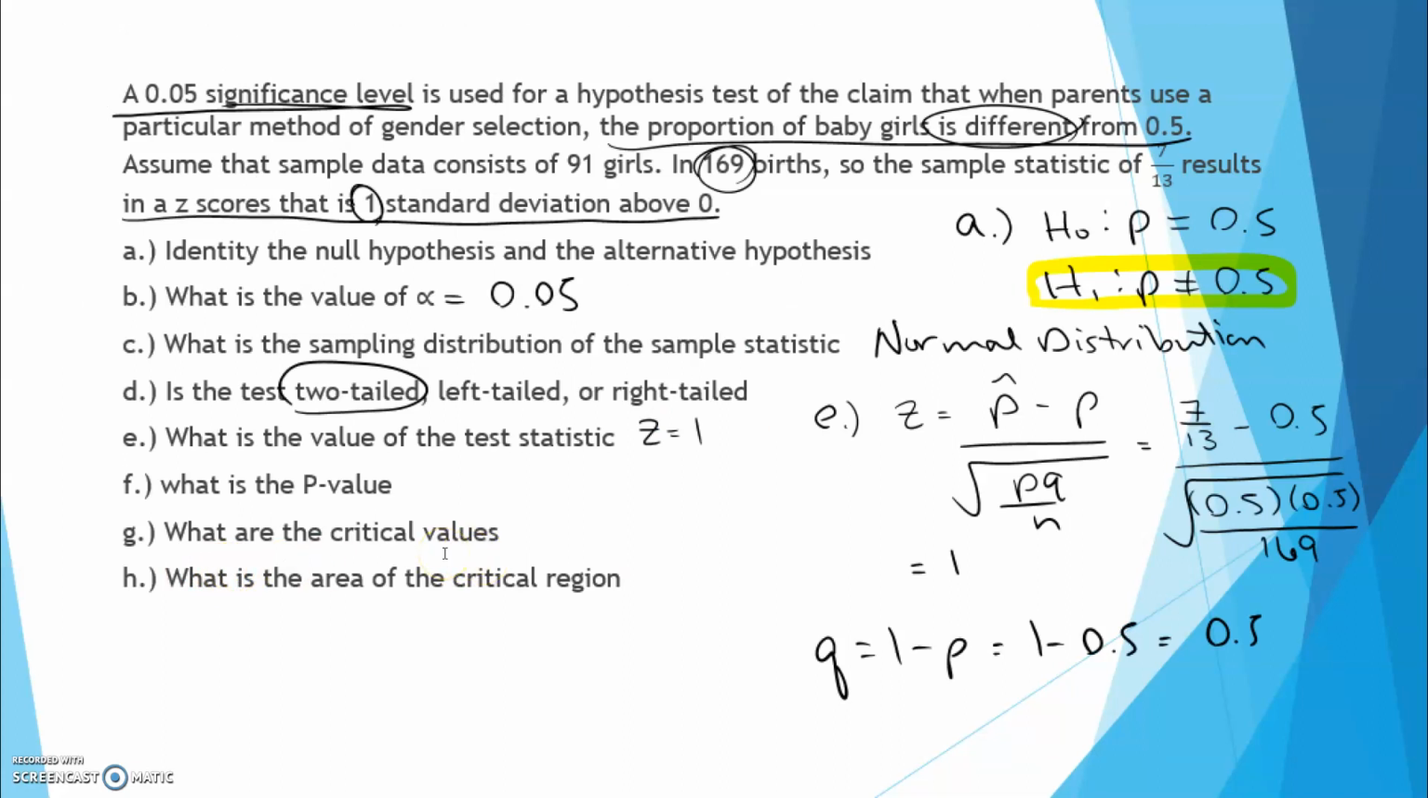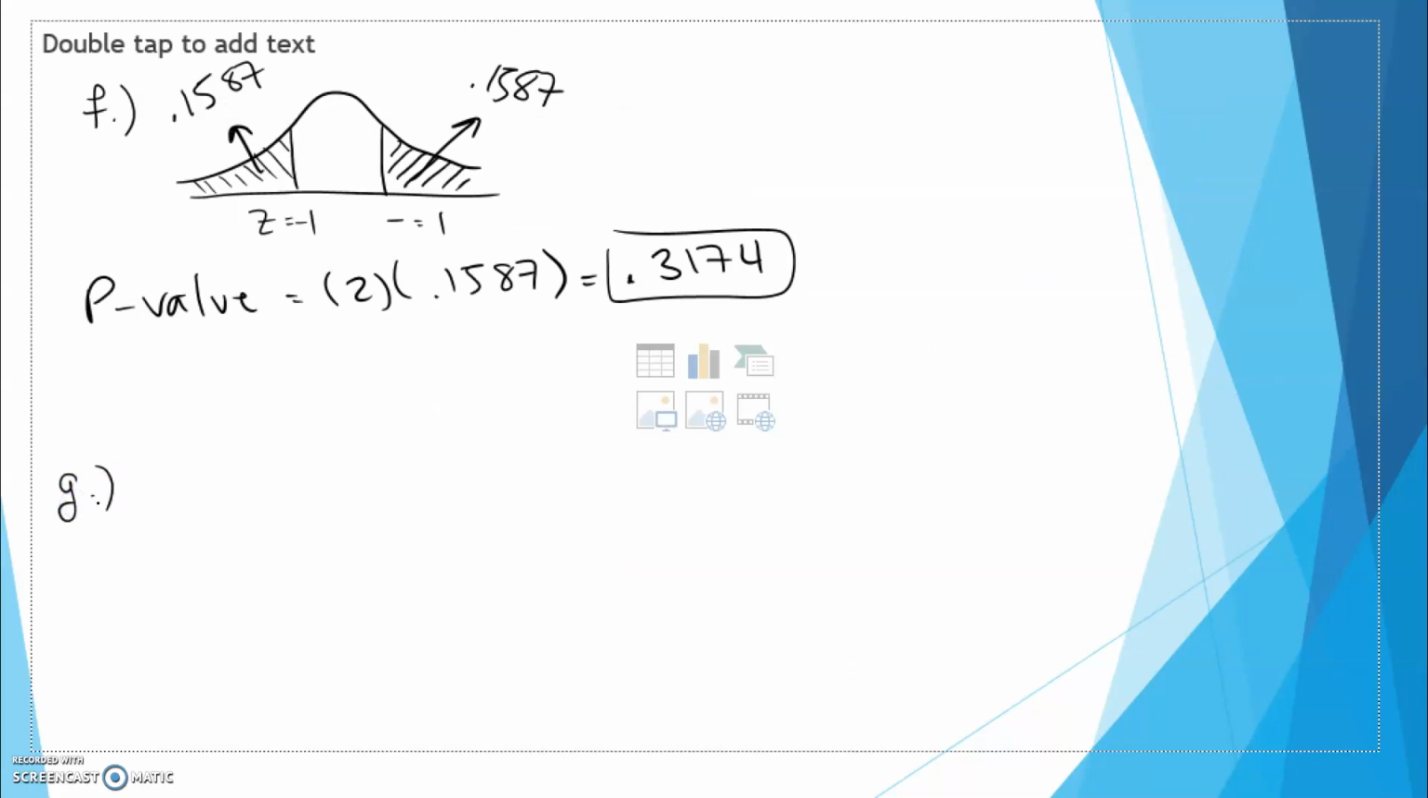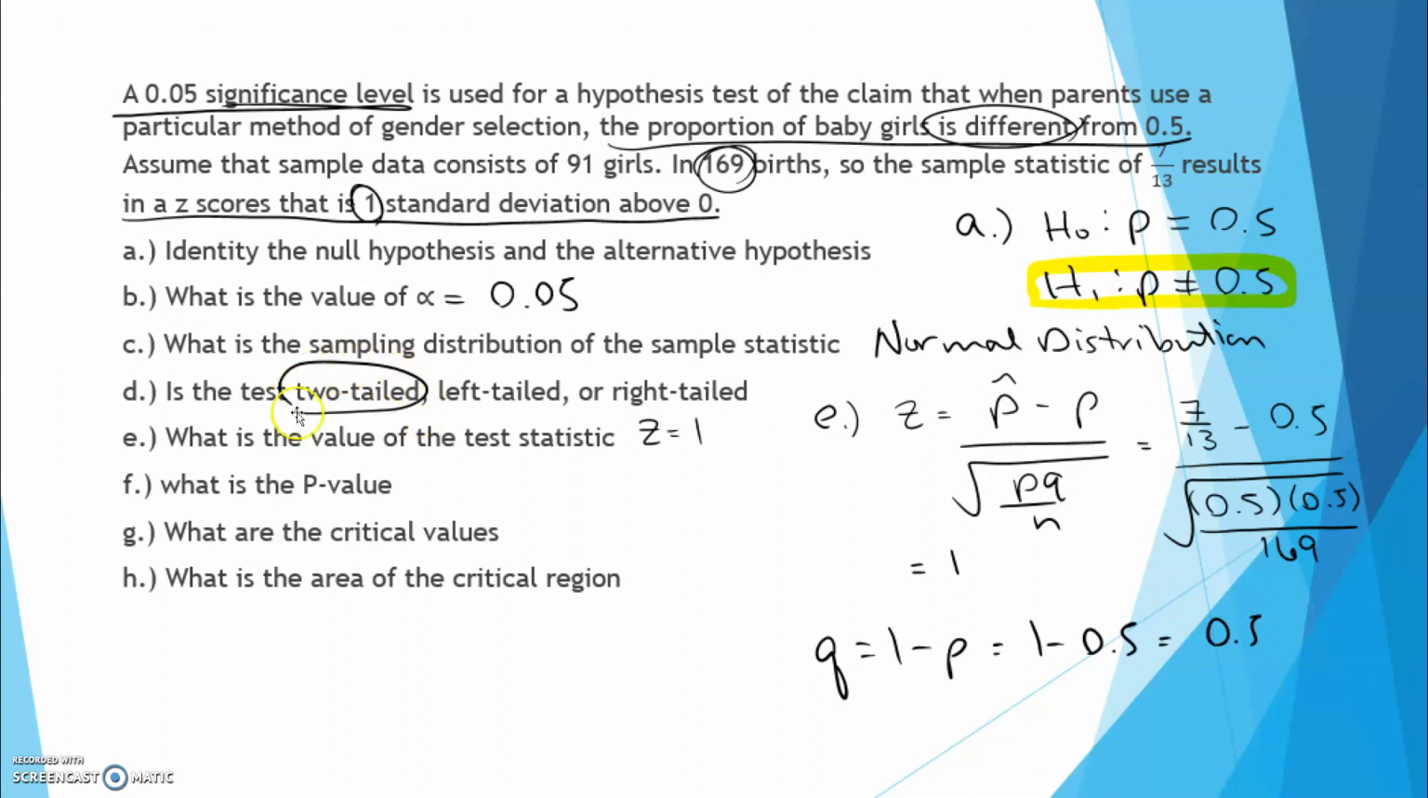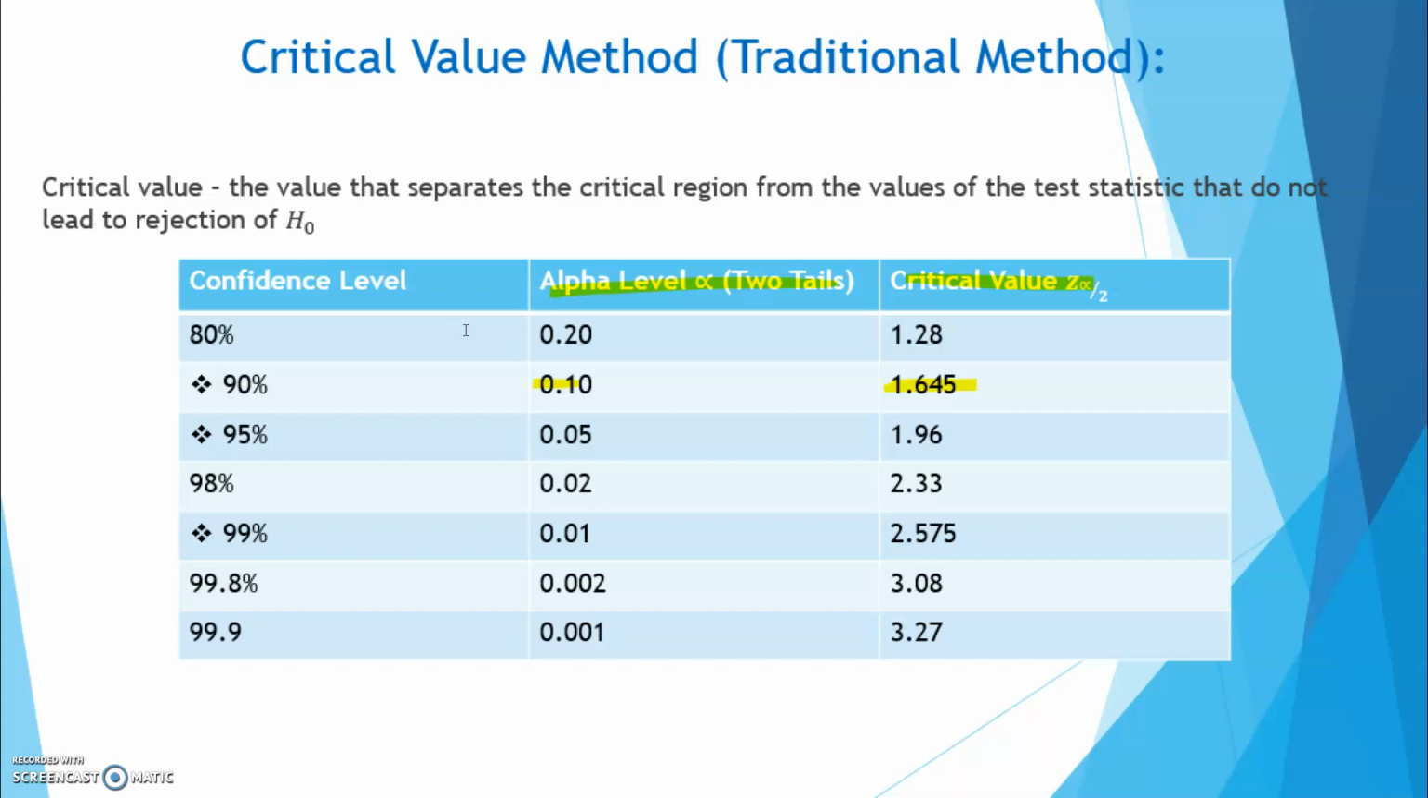Okay, G, what are the critical values? We are still looking at a two-tailed test, so I still have test statistics at z is -1 and z is +1. We said we were in a two-tailed test because H sub 1 was not equal to, which means that this alpha is in two tails. So when I go back to this table, I don't have to multiply by 2. My alpha was 0.05, and it's already in two tails. So I'll just find 0.05, and that will give me a critical value of 1.96.